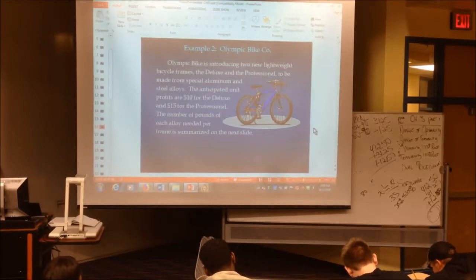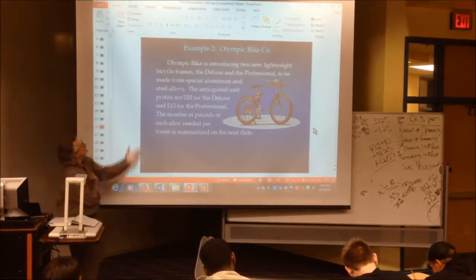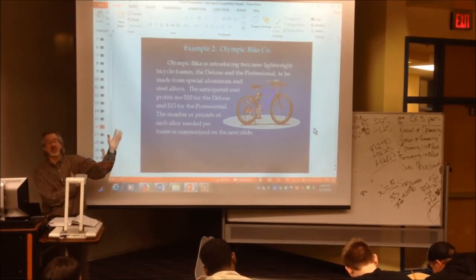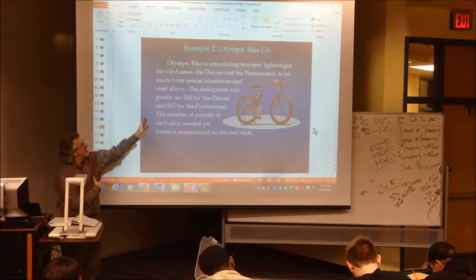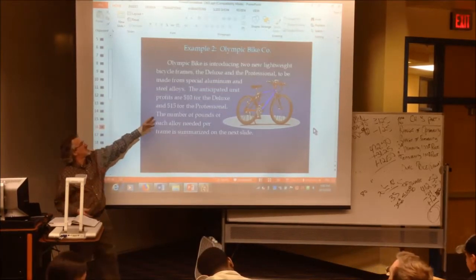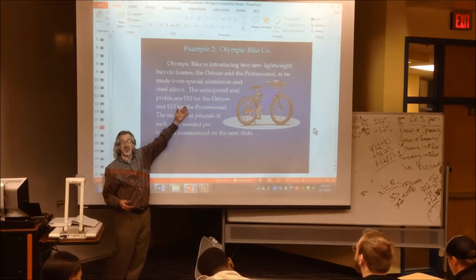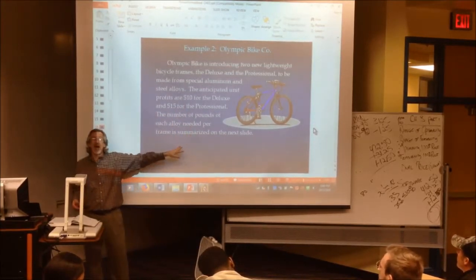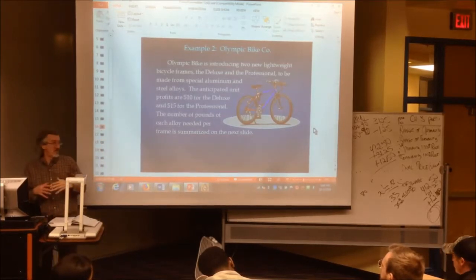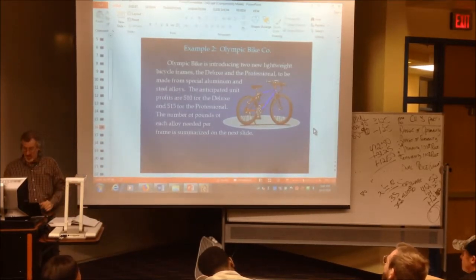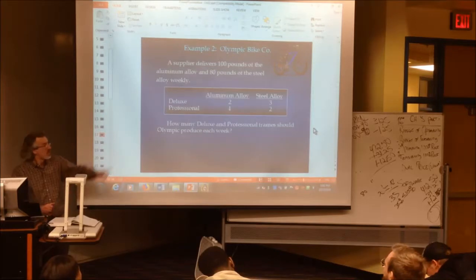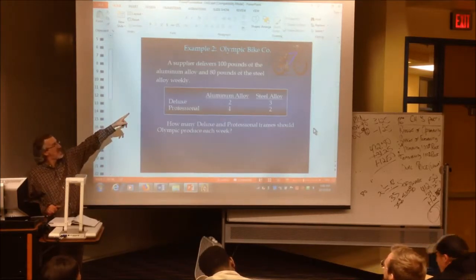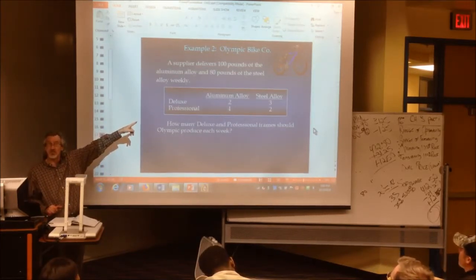You're working for this bike manufacturing company. You're looking at two different frames being built, a deluxe and a professional. The anticipated profit is $10 for every deluxe you're going to manufacture, $15 for every professional. The number of pounds of alloys that got dropped off at the dock for this week's schedule of production is 100 pounds of aluminum, 80 pounds of steel.